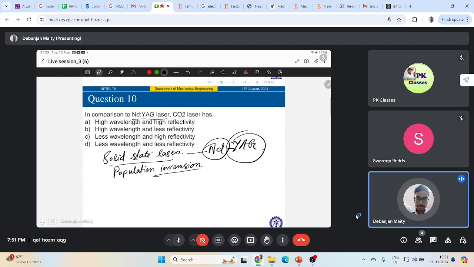Now in comparison to Nd:YAG laser, the CO2 laser has both higher wavelength and high reflectivity. So what is there in a CO2 laser? This is a mixture of CO2, N2 and helium, continuously excited by electrodes connected to your power supply.